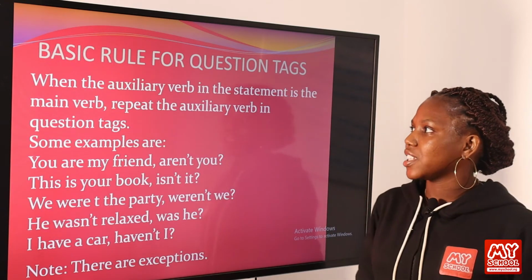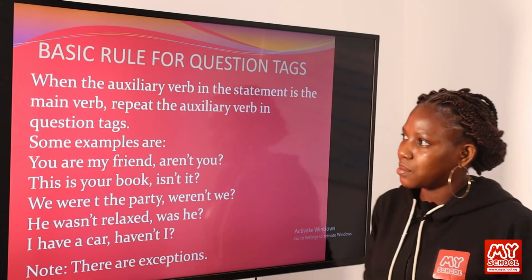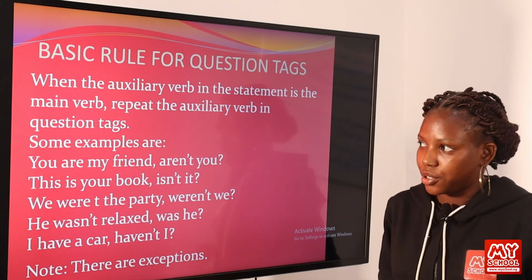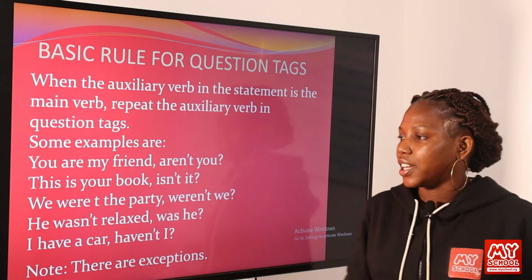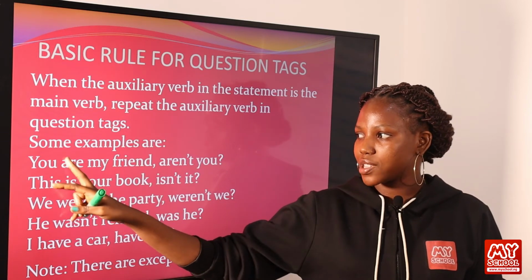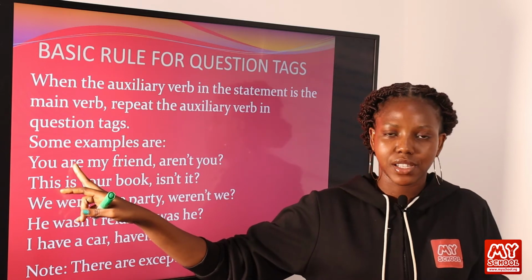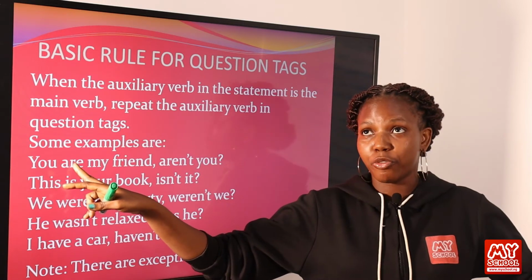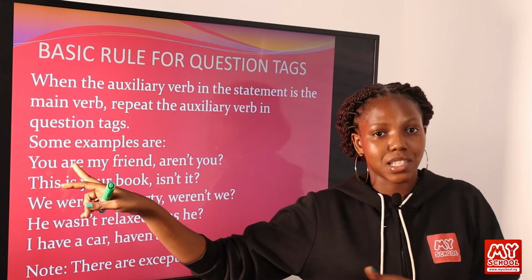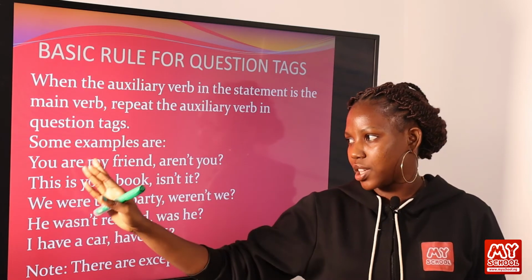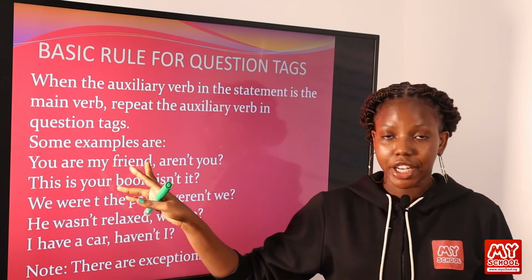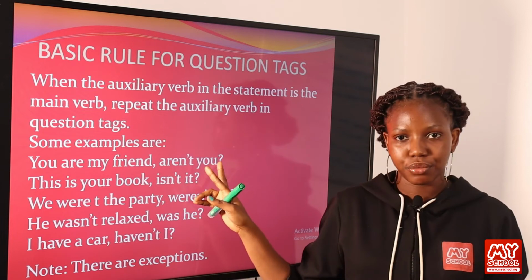Okay, when the auxiliary verb in the statement is the main verb, repeat the auxiliary verb in the question tag. Now let's take a look at some of the examples. You are my friend. So we see the auxiliary verb here is the main verb in the sentence. We can have the lexical verb being the main verb, and we can also have the auxiliary verb acting as the main verb in a sentence. So in this case, we have the auxiliary verb acting as the main verb. You are my friend, aren't you?